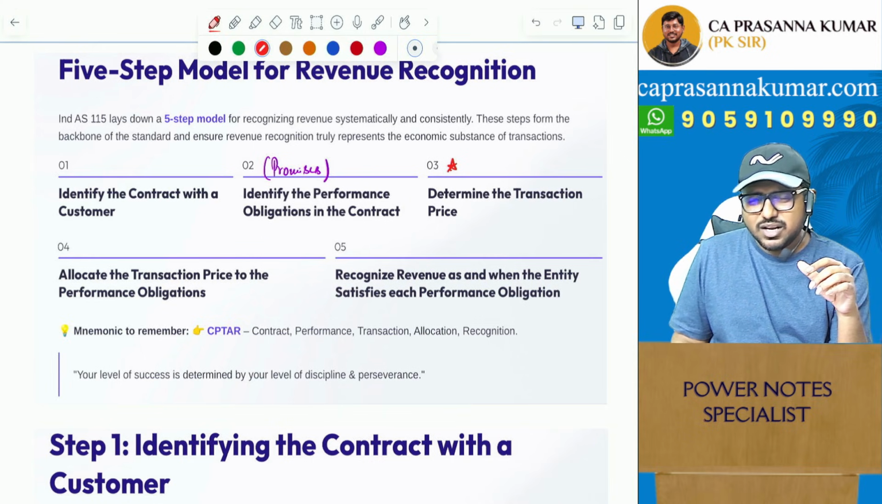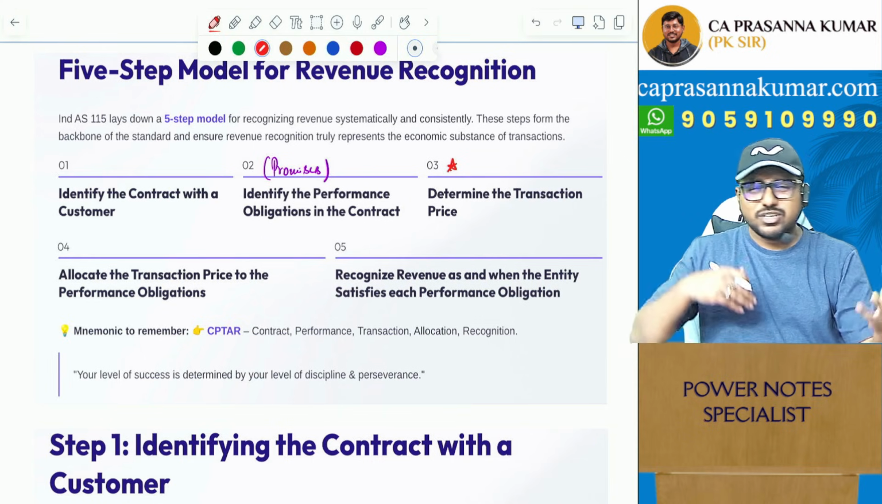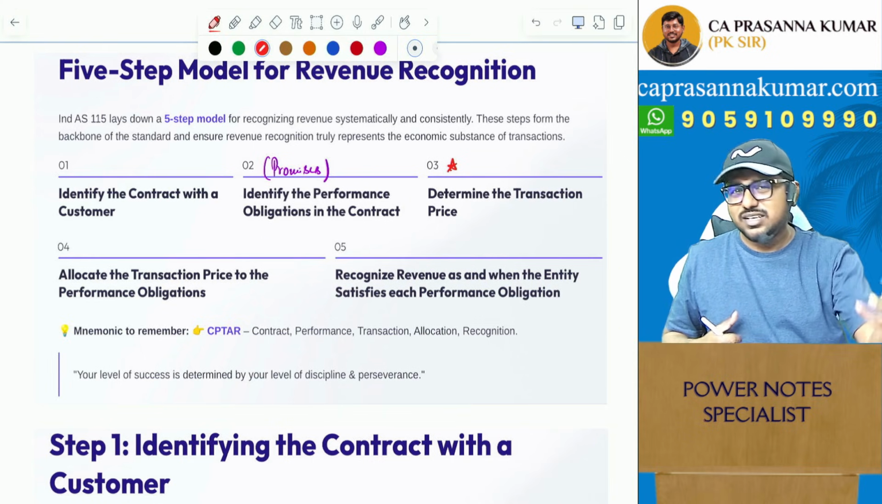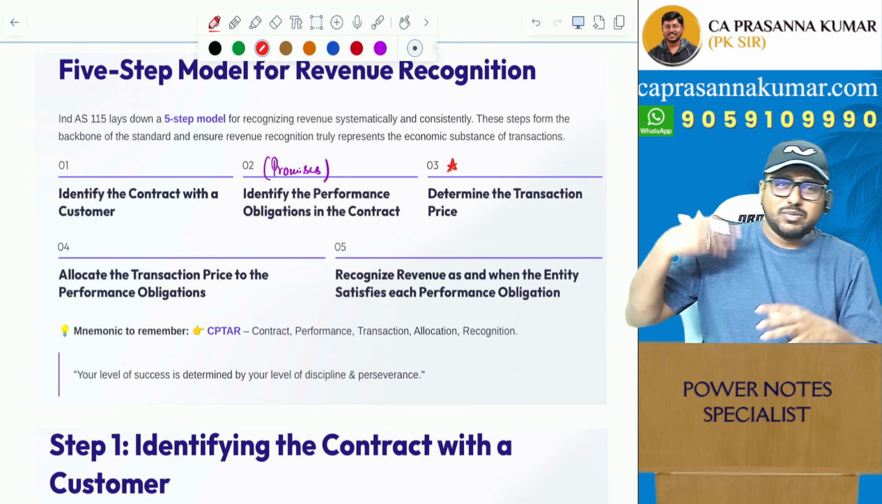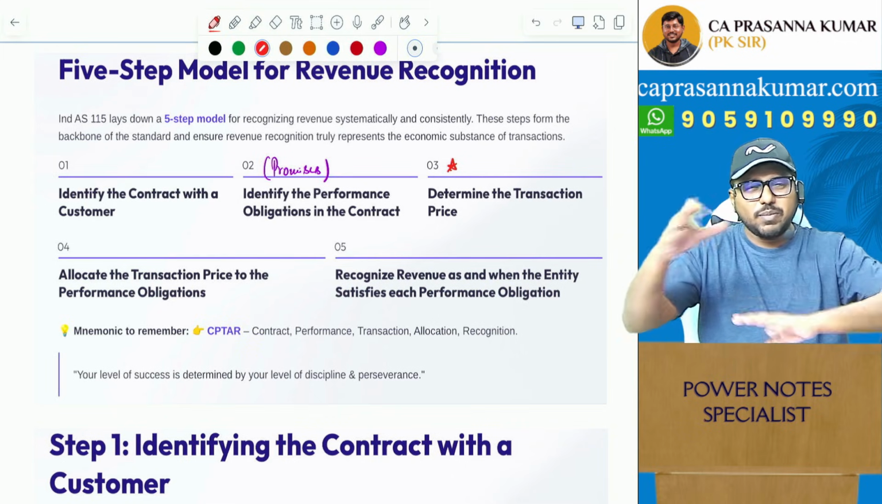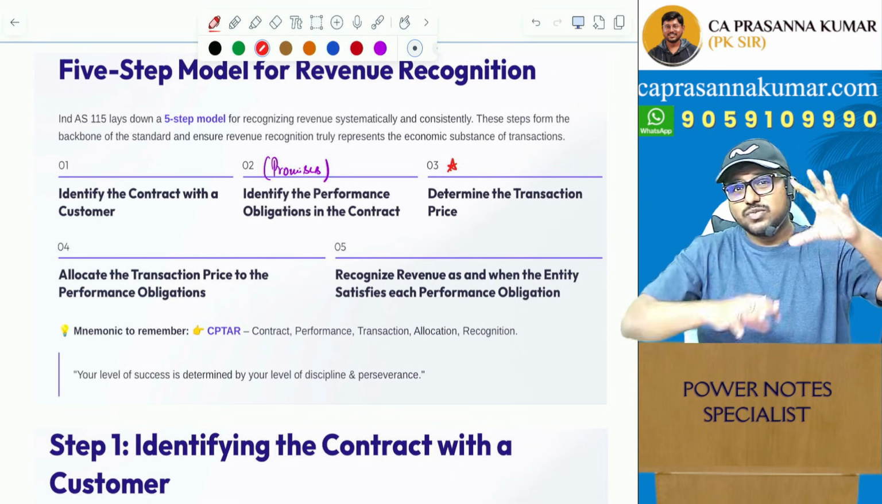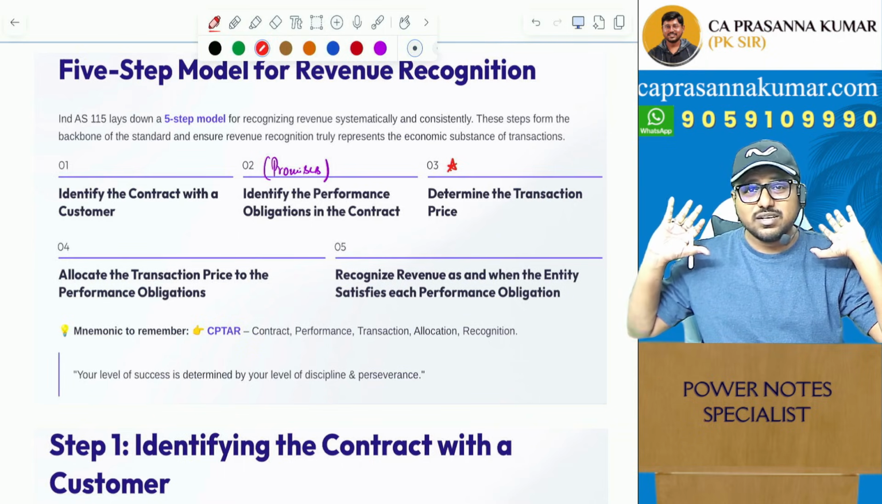Now in that there are so many variabilities. Fixed consideration will be there, variable consideration will be there, uncertainty will be there. Sometimes the customer will give something to the entity. There are a lot of complications. Out of all these complications, we need to work together, and then eventually we need to find the transaction price.